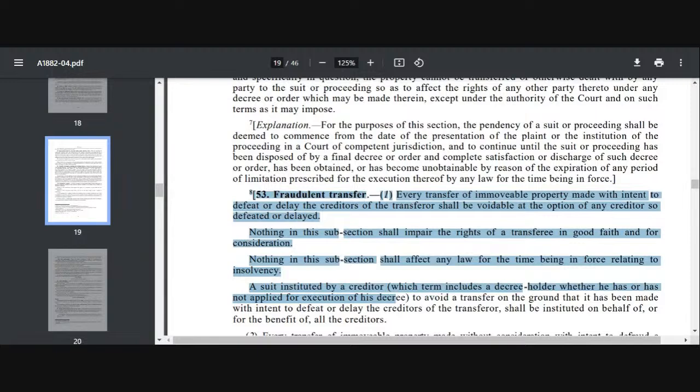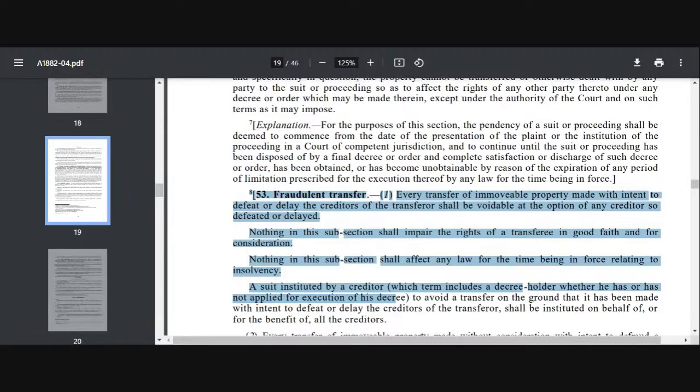And अगर आप fraudulent transfer करते हो, it is voidable at the option of creditor. If you are transferring fraudulently, it is voidable at the option of creditor, whoever is defeated or delayed. So this kind of transfers are voidable. So if you are making any transfer which is made with the intent to defeat or delay the creditor of the transferor, in that case it will be voidable at the option of creditor, right? And you know about sham transfers. Sham transfers भी यहाँ पे included हैं. That means fictitious transfer. Sham transfer, that is fictitious transfer, right?